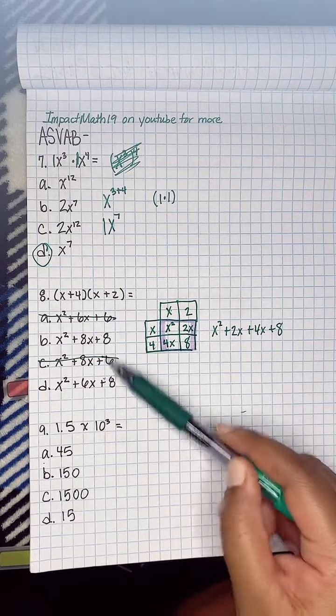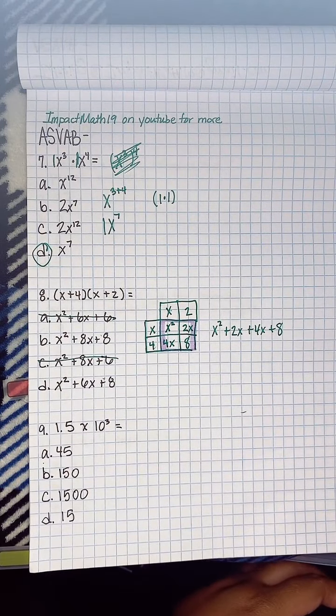So now we have a 50-50 chance. We have to combine these like terms, and I see those D's coming in.